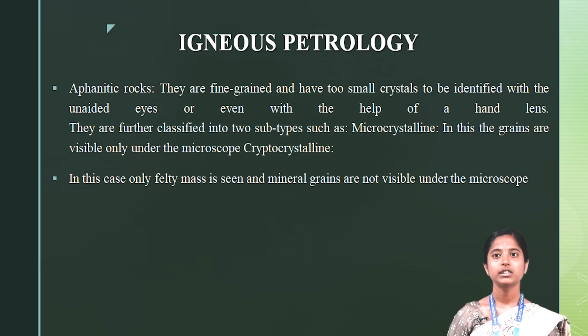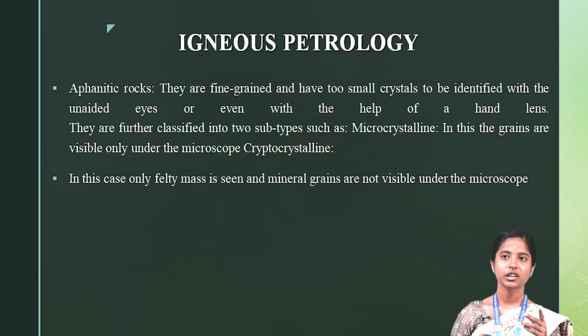or even with the help of a hand lens. They are further classified into two subtypes, such as microcrystalline. In microcrystalline, the grains are visible only under the microscope. The next one is cryptocrystalline. In this case, only a felty mass is seen, and the mineral grains are not visible under the microscope. They are classified as cryptocrystalline.